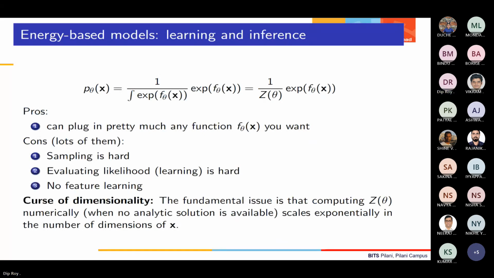Okay. So this is the slide that we saw earlier. Can EBM plug and play any function? Sampling is hard, training is hard, no feature learning. We can do that. Curse of dimensionality. Because in calculating Z of theta, now what do we do?